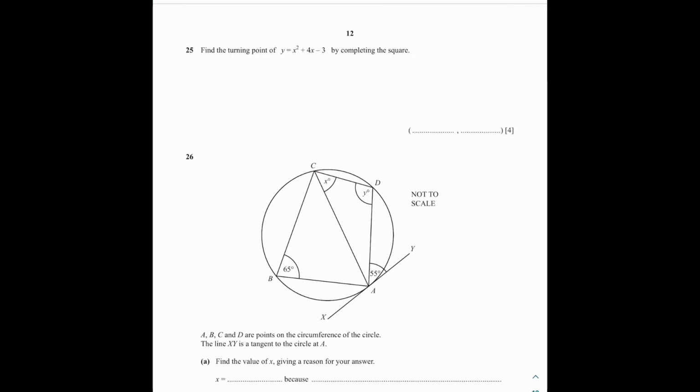Question 25. Find the turning point of y equals x squared plus 4x minus 3 by completing the square.